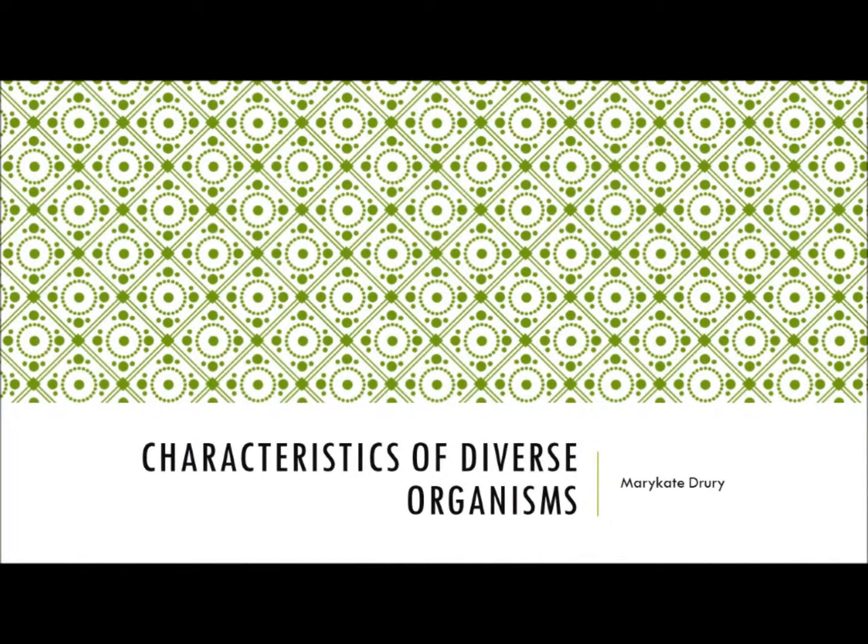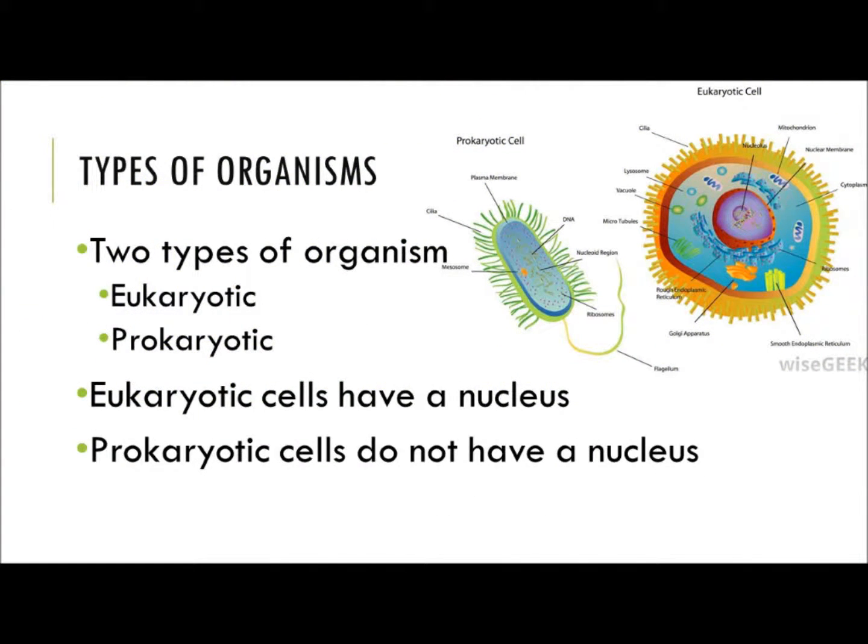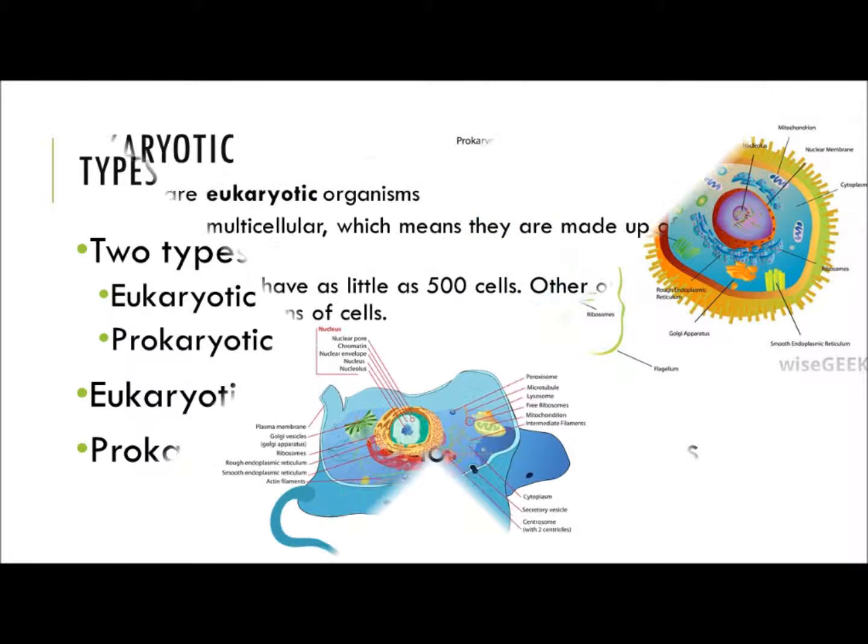Today we are going to learn about characteristics of diverse organisms and how different organisms can differ from one another. At the most basic level, there are two different types of organisms. The first type is called eukaryotic. The second type is called prokaryotic. Eukaryotic cells contain a nucleus. However, prokaryotic cells do not.